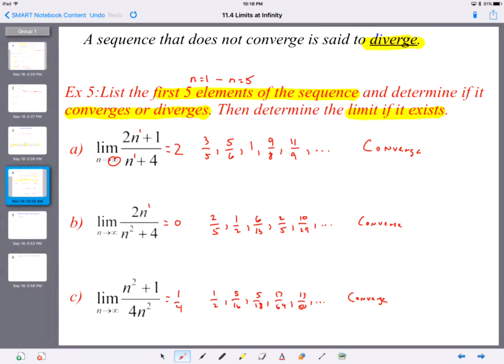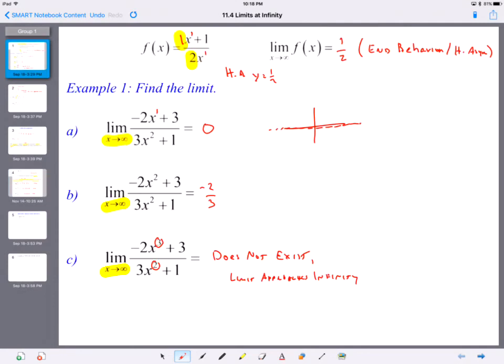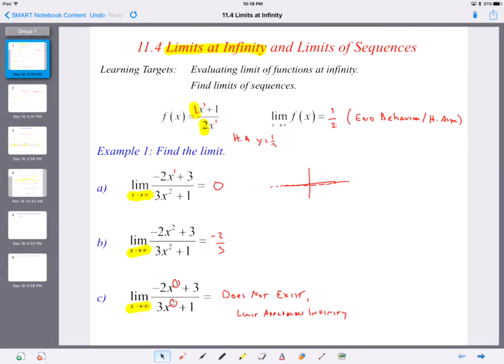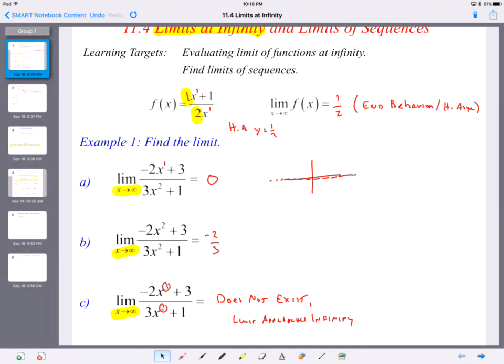Alright, so that's a sequence. That's limits of sequences and also limits at infinity. You can see that they both are very similar because we're still looking at limits at infinity for both parts. Evaluating limits of functions at infinity, that's what we're doing throughout. Even with limits of sequences, we're looking at infinity here.